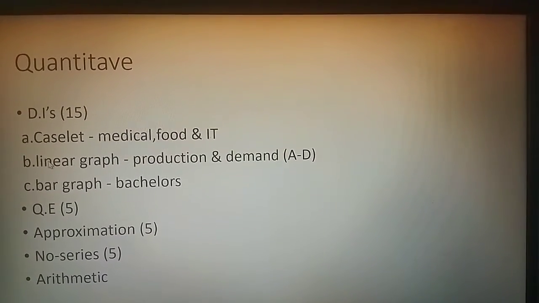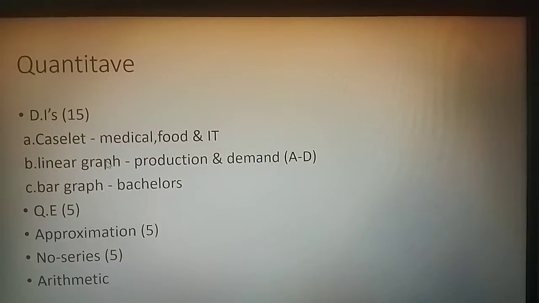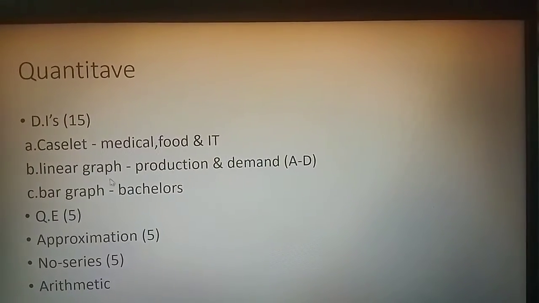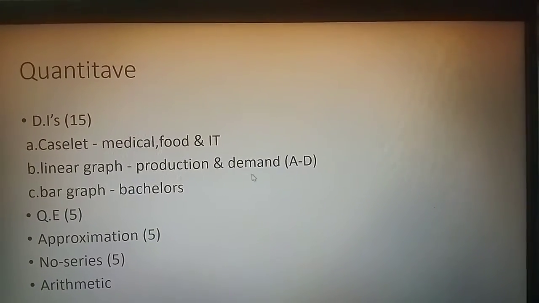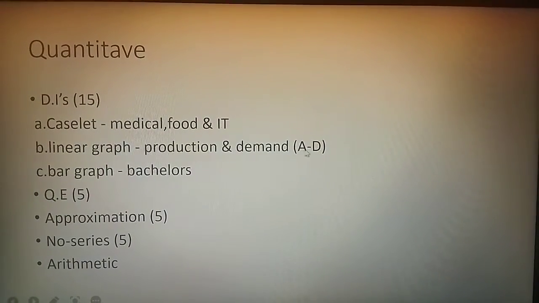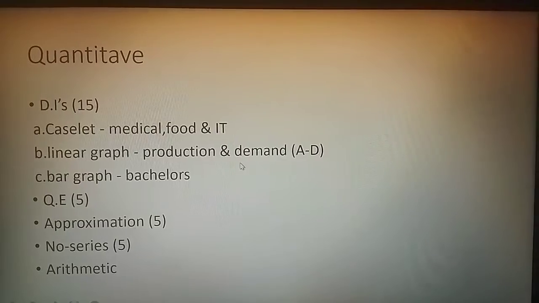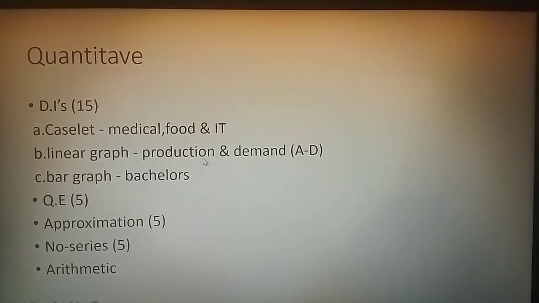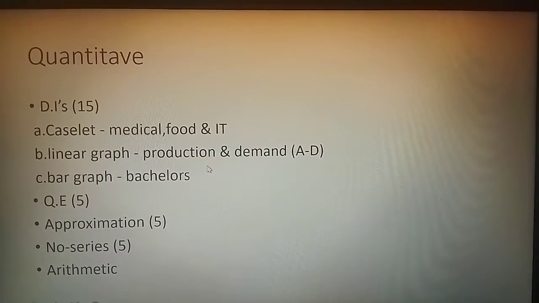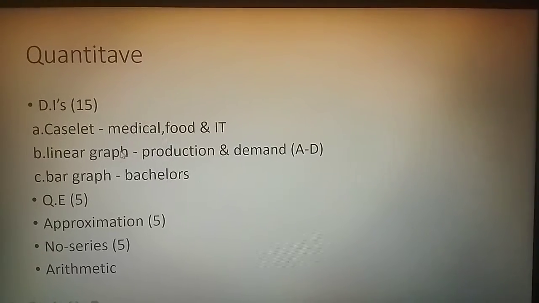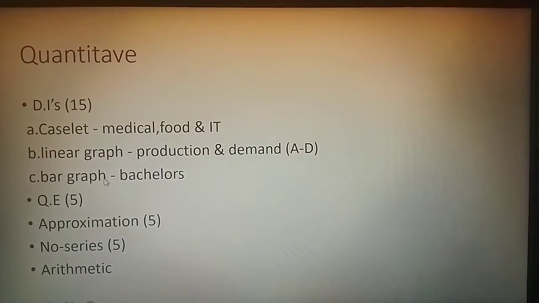The other one was a linear graph. This was also very easy, guys. It had 2 variables, production and demand, for 4 things, A to D. It also had direct questions. I think one question had some twist. So these two were very easy, and the other one was a bar graph.